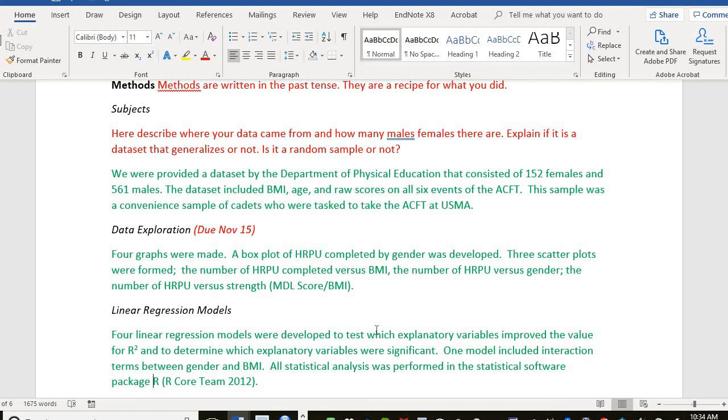And the headers in black, I love those, those stay. You just say where you got it from. I gave you an example so you can see what it looks like.